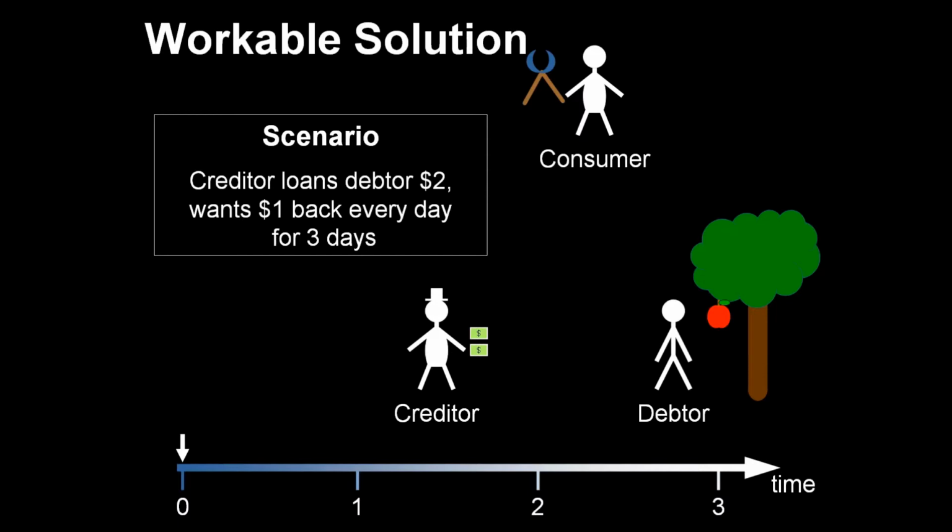So, similar to the first time around, the creditor lends the debtor or entrepreneur $2, so he can in turn buy the gardening device from the consumer. He then proceeds to cut the apple from the tree and sells the apple for $1 to the consumer. Now, it is the end of the first day, so he gives $1 back to the creditor. On the second day, the same transactions take place. He sells his apple to the consumer and receives the $1, which he in turn hands over to the creditor.